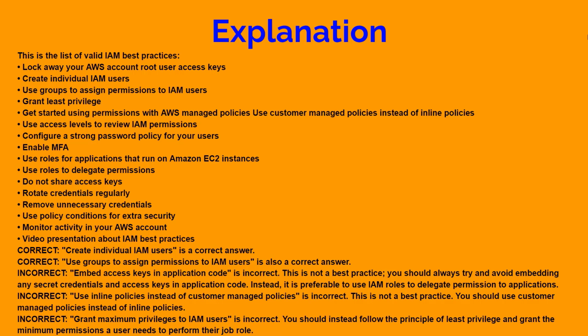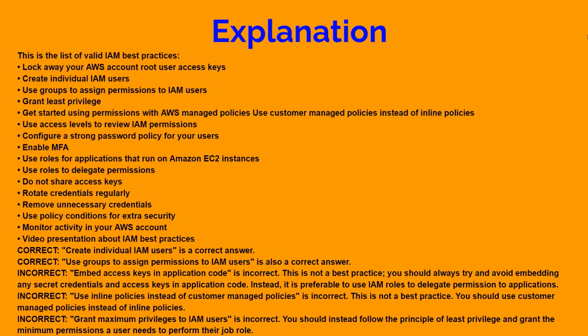Correct. Create individual IAM users is a correct answer. Correct. Use groups to assign permissions to IAM users is also a correct answer. Incorrect. Embed access keys in application code is incorrect. This is not a best practice. You should always try and avoid embedding any secret credentials and access keys in application code. Instead, it is preferable to use IAM roles to delegate permission to applications.